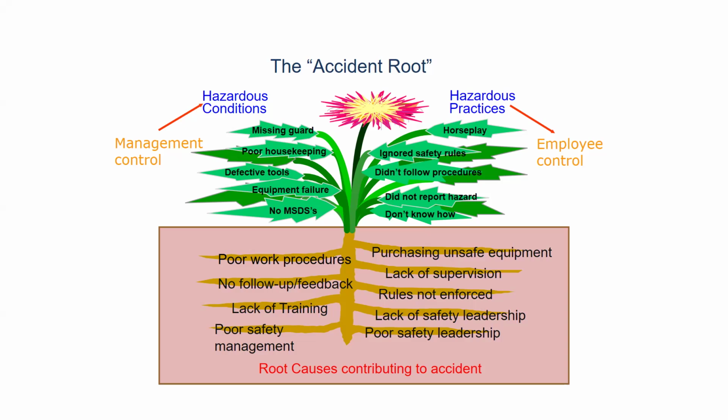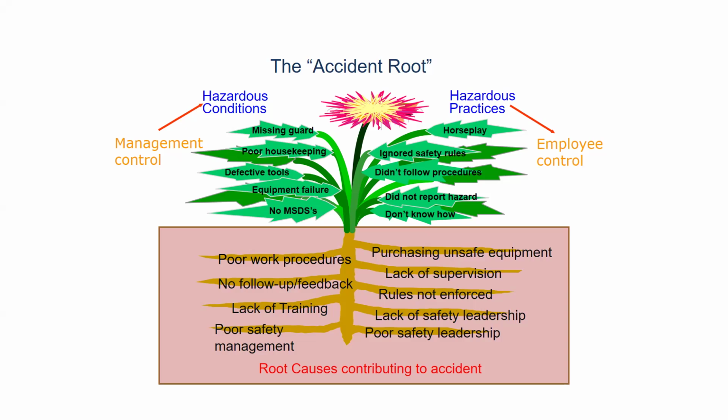Now we are coming to the root cause analysis. In the root cause analysis, we have poor work procedure, no proper procedures, no follow-up feedback from the top management, lack of training, there is no proper training, poor safety management, purchasing unsafe equipment. Now, lack of supervision, rules not enforced, no proper enforcement policy, lack of safety leadership, poor safety leadership.